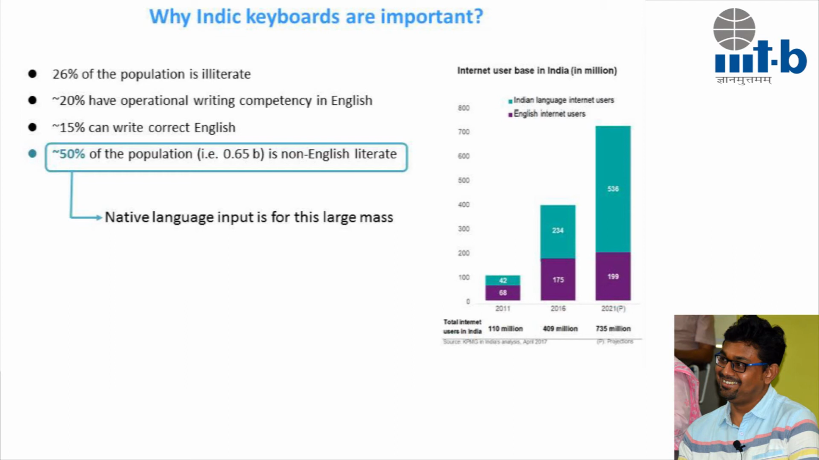Because there are approximately 50% of our population at that level who are literate, but they are not English literate. They can write in their language, but they cannot write in English. And a lot of recent reports say that a lot of such users are coming online of late. And in a few years, you'll find a larger number of those internet users. I'm talking only about India.